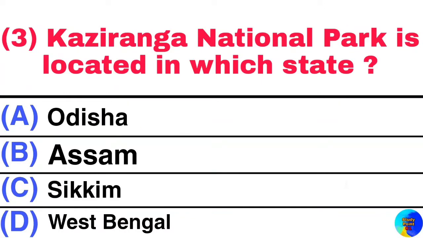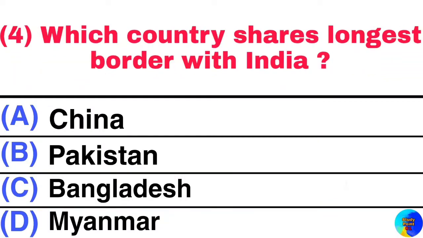Question number 3. Kaziranga National Park is located in which state? A. Orissa, B. Assam, C. Sikkim, D. West Bengal. Answer. Assam. Question number 4. Which country shares longest border with India? A. China, B. Pakistan, C. Bangladesh, D. Myanmar. Answer. Bangladesh.